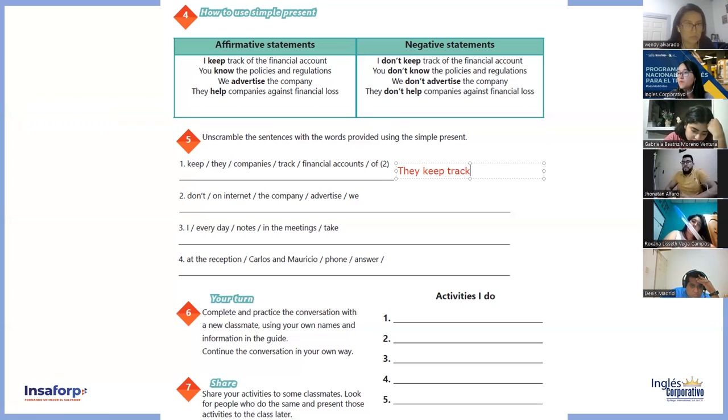Financial accounts. The company. Accounts. Oh, very good. The company. Of, all right. We have of the company. Of companies. Yeah, that's right. Perfect. Okay, what about number two?